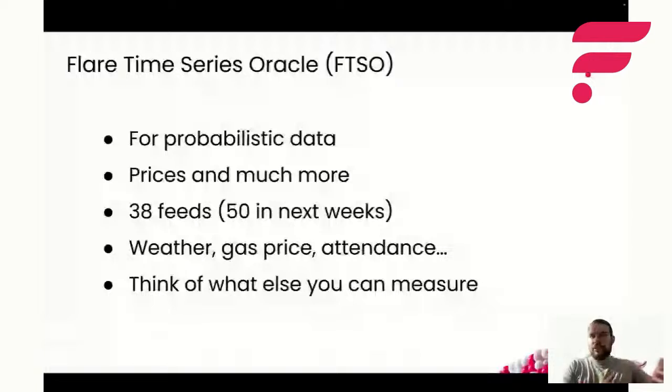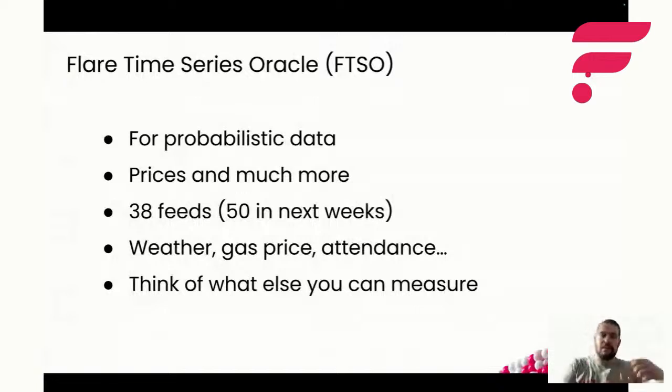So FTSO, the Flare Time Series Oracle, is useful for probabilistic data. So prices, but not only prices, it can be any data feed that varies and can be closely approximated. Event attendance, weather data, how much rainfall a specific area had, the current gas price on a specific chain where you're not exactly sure what the current block is, the gas price might change, and so on.